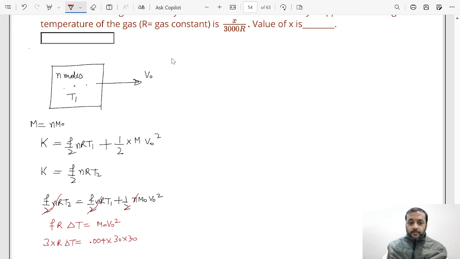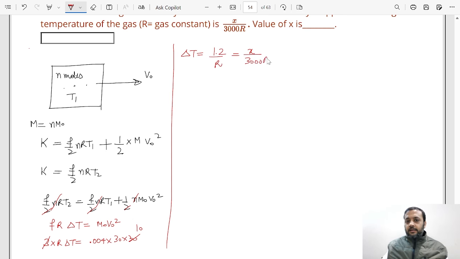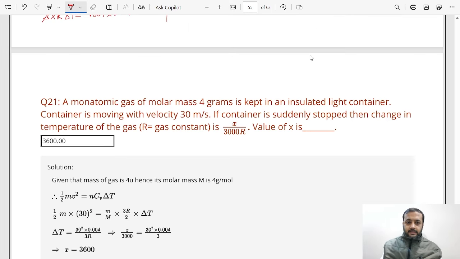So from here, what does delta T become? The 3 cancels, you can make it 10, and this becomes 0.4 into 3, so 1.2 upon R. And this value was given as x upon 3000 R in the question. So R and R cancel. That means x becomes 3600. All right, let us see the next one.